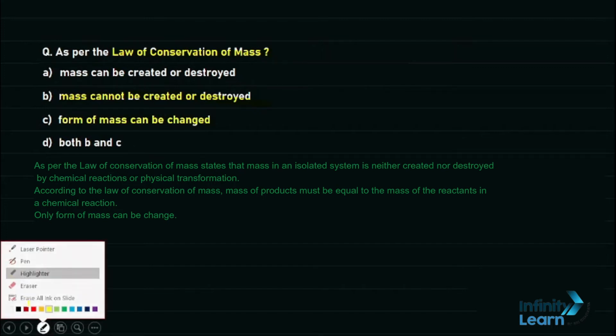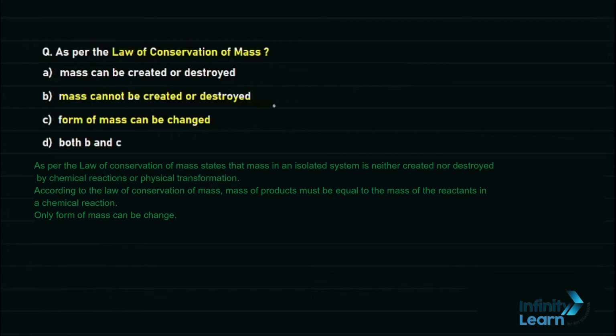Okay students, so the correct answer of this question will be option number D, both B as well as C option. Okay students, so let us understand this by an example. If we take 10 grams of calcium carbonate, CaCO3, it will be equal to 3.8 gram of carbon dioxide plus 6.2 gram of calcium oxide.